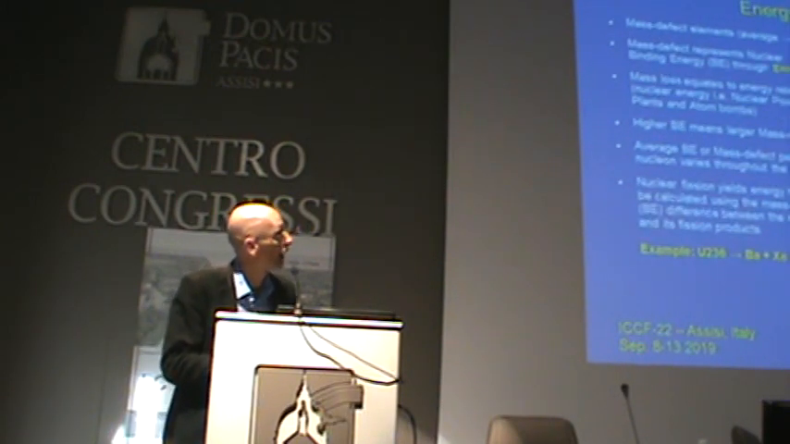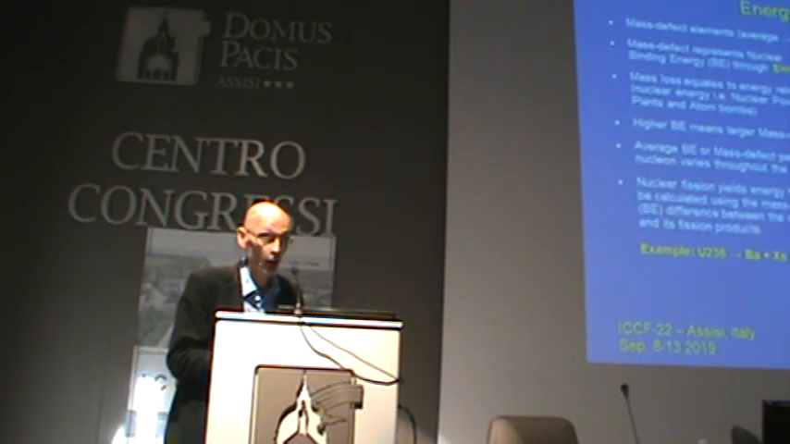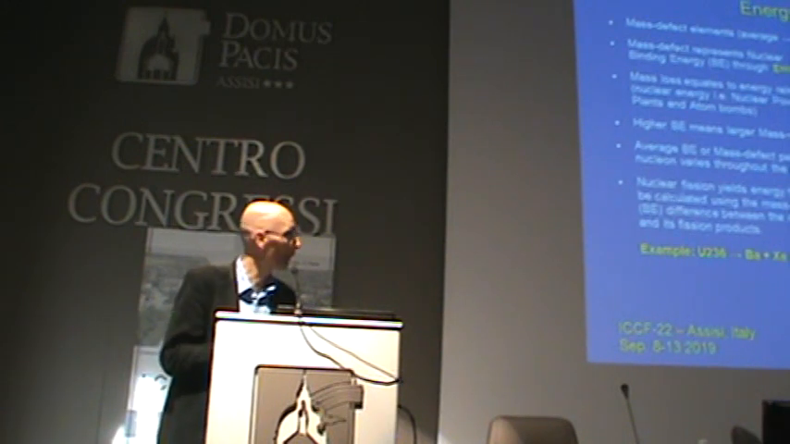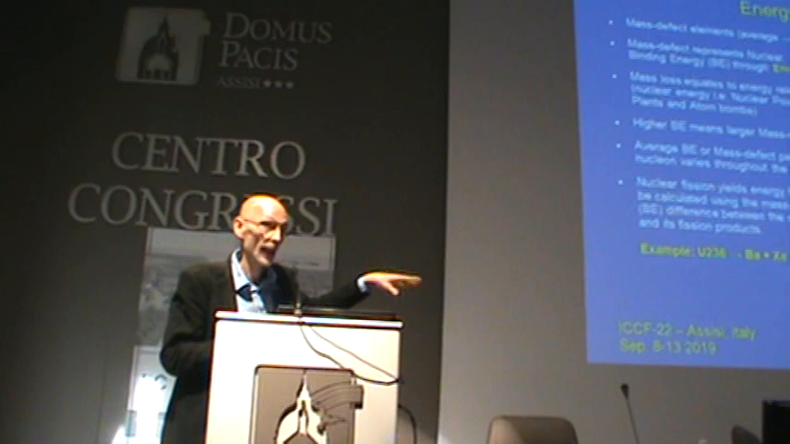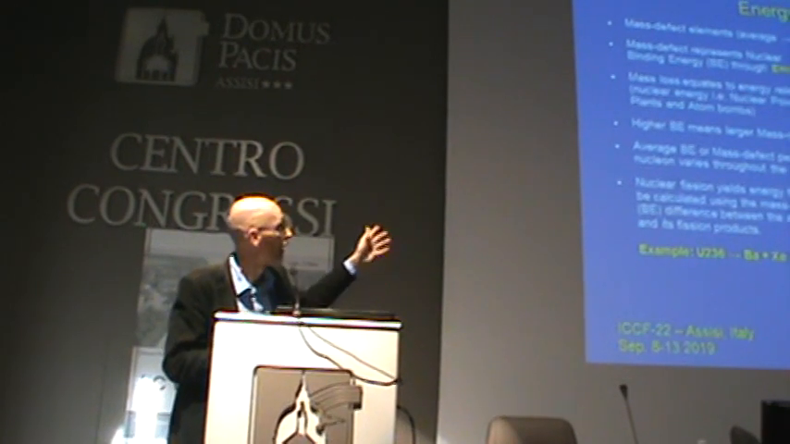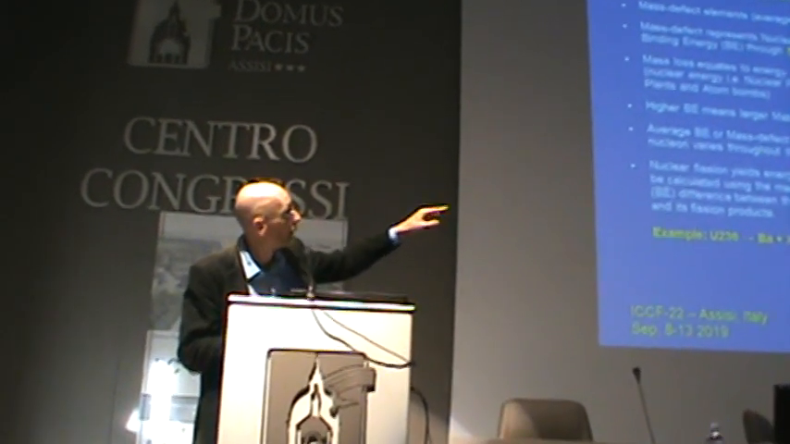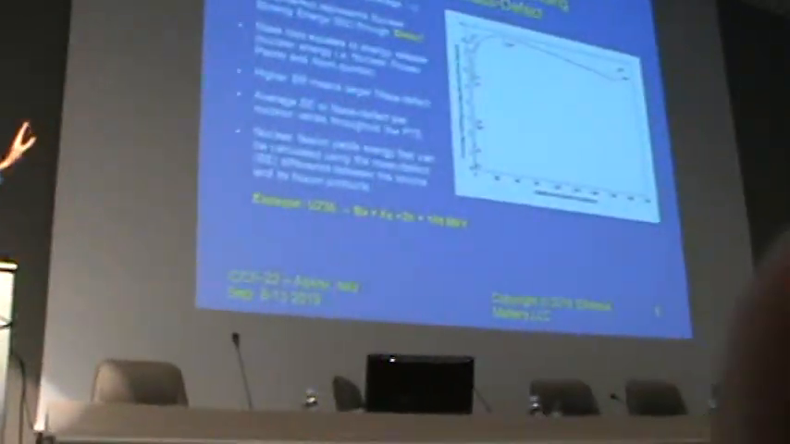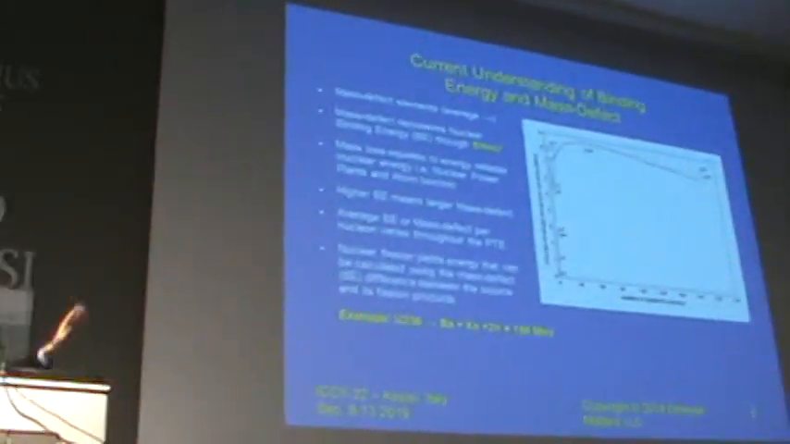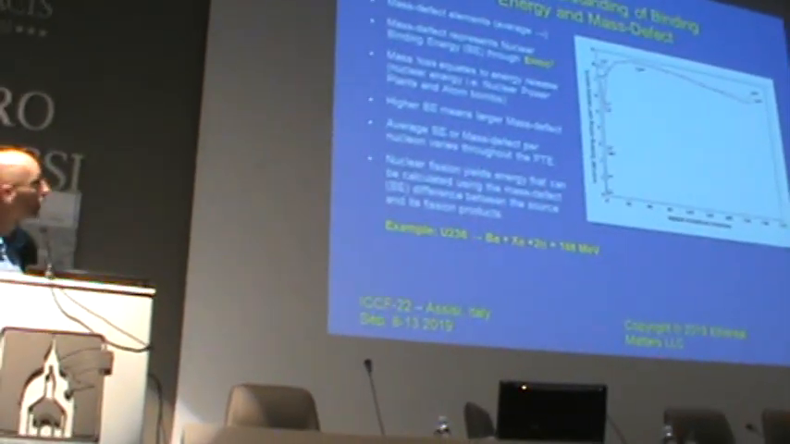So to start off with, here's the average binding energy curve that I'm sure most are familiar with. It just summarizes our current understanding of binding energy and mass defect. We can see, of course, the tip point is where iron and nickel are, the maximum average binding energy, and then it starts to slope down.